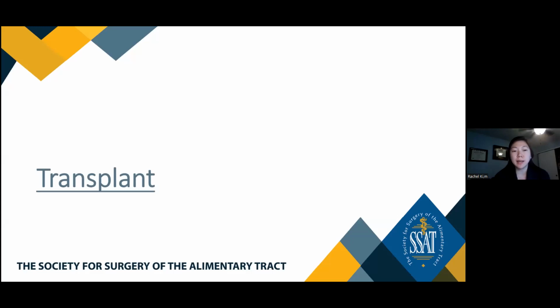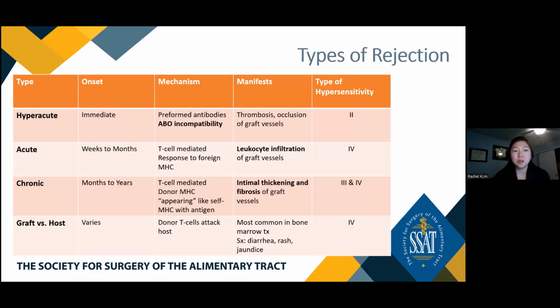And then these are just my last few slides, going very briefly over transplant. I know we have seen this since Step 1, but they still test you on the types of rejection, knowing the different categories of rejection in terms of hyperacute, acute, chronic, and graft versus host. I put on this slide the key buzzwords you might see.